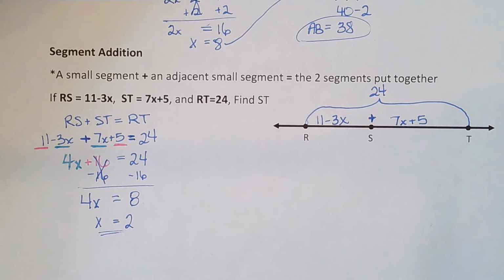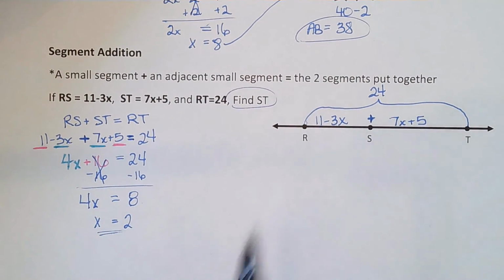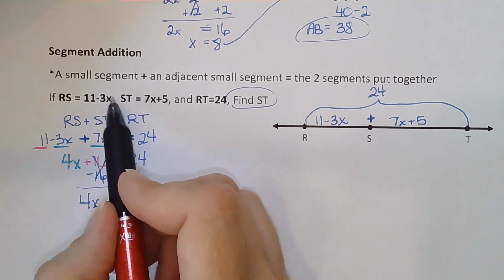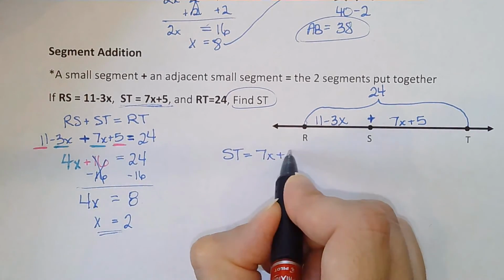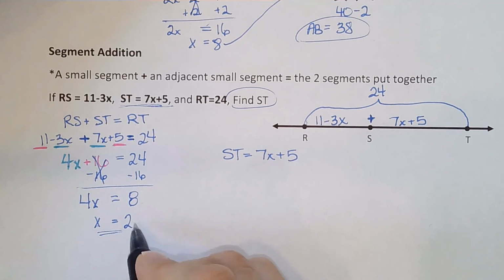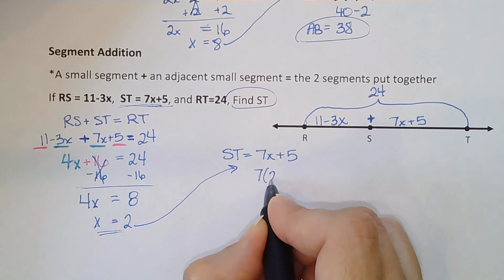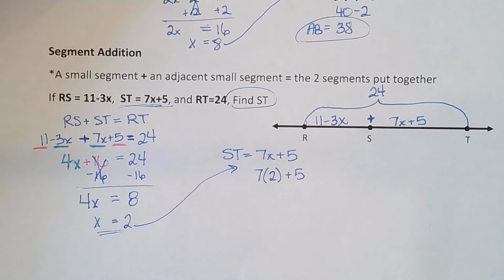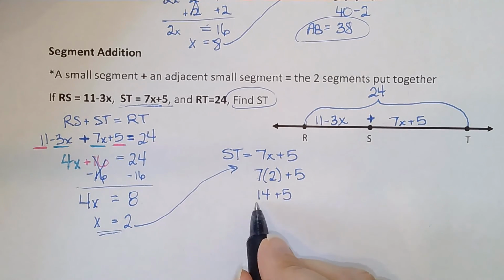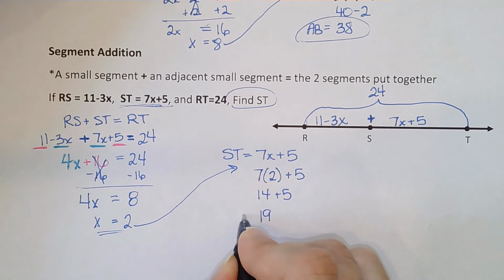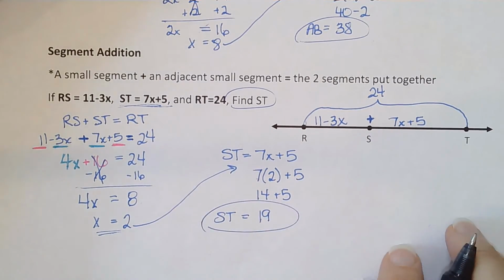But before I just say, hey, that's my answer and move on, I've got to go back and check what it was that they were asking me for in the problem. In this one, they're asking me to find ST, not just solve for x. So now I've got to go back to ST. ST is 7x plus 5. I'm going to take x equals 2, which means I'm going to plug 2 in place of x. So 7 times 2 plus 5. Multiplication first, so 7 times 2 is 14 plus 5. Now I'm going to add these two together, and so I get 19. So that tells me that ST is 19.